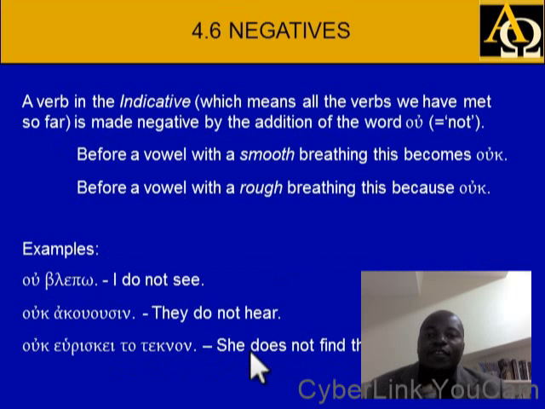Okay, negatives. A verb in the indicative, which means all the verbs we have made so far, is made negative by the addition of a word ou, which is not. Before a vowel with a smooth breathing, this becomes ouk. Before a vowel with a rough breathing, this becomes ouch. So, ou blepo, I do not see. Ouk akouousin, they do not hear. Ouch heuriske, she does not find the child.